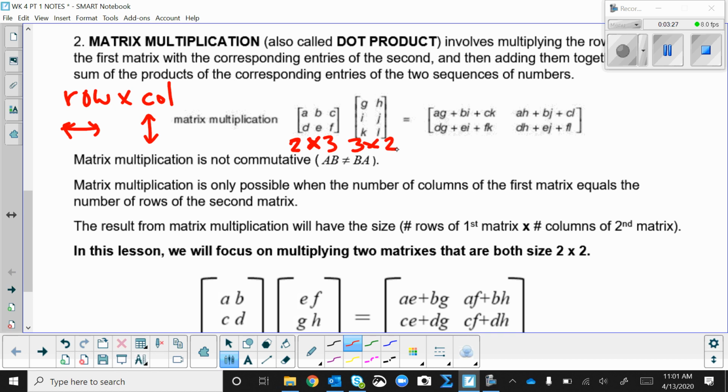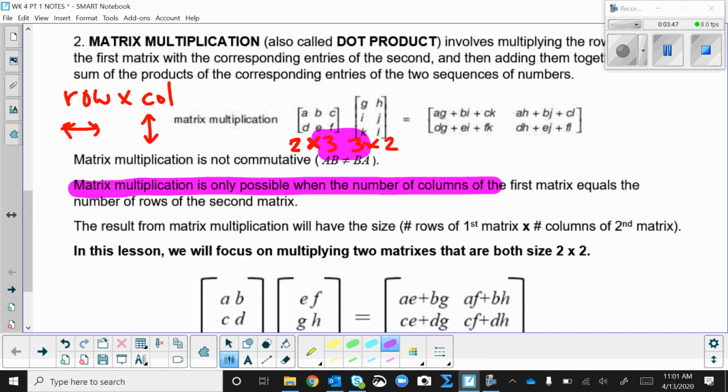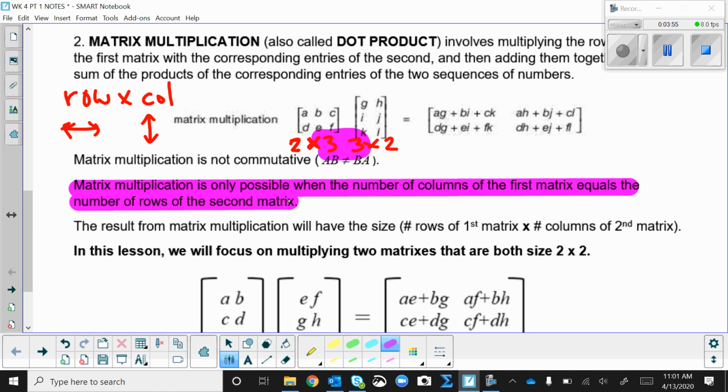Now look at those dimensions for just a second. I want you to notice something important. These numbers right here are the same. Those 2 things have to be the same in order to do matrix multiplication. So that is this sentence right here. Matrix multiplication is only possible when the number of columns of the first matrix equals the number of rows of the second. Okay? If you ever are setting up your multiplication and that's not true, your answer would be not possible or not applicable or something like that.